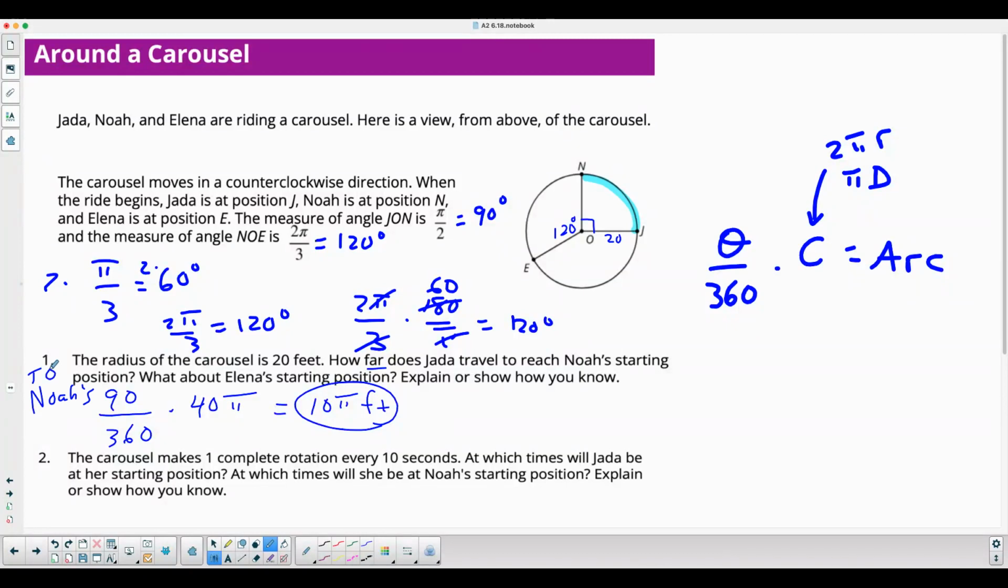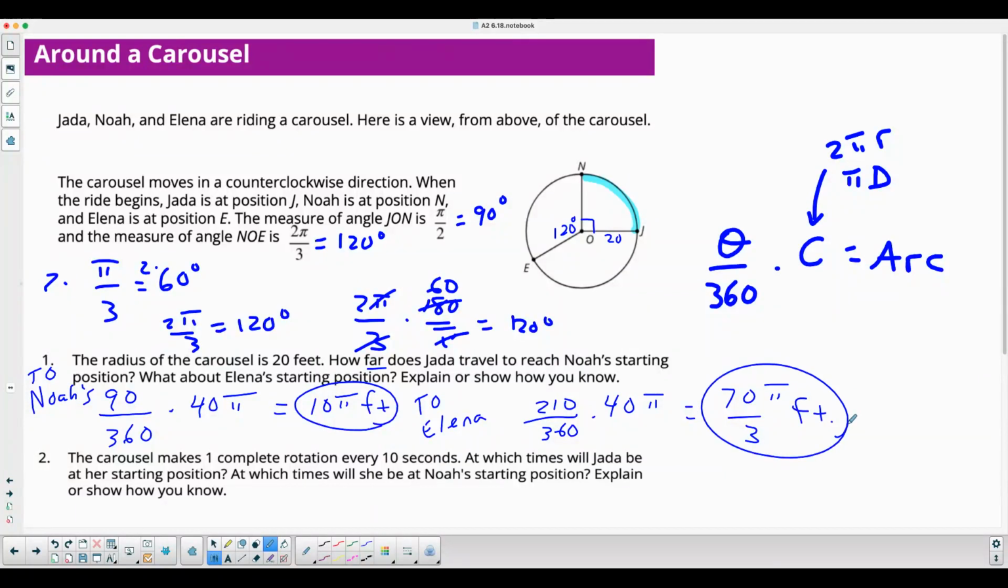That's to Noah's position. All right, now all the way to Elena's, it's going to be 90 plus 120 is 210 out of 360 times, same thing, 40 pi. So go ahead and multiply that out, and we need a calculator for that. I get 70 pi over 3 feet.